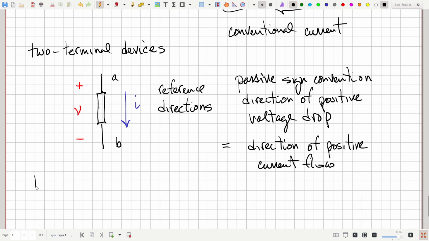Now let's look at something we'll define to be P equals V times I. And I'm going to claim that this is the power that is dissipated in this device.